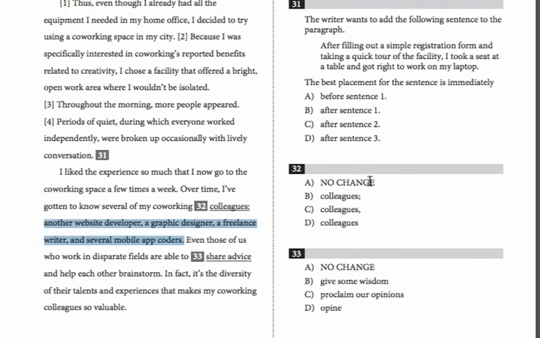So the colon here introduces the list, whereas this sort of inaccurately states that several of my co-working colleagues are part of the general list that he's describing here. They're not part of the list. This is the list of his co-working colleagues.